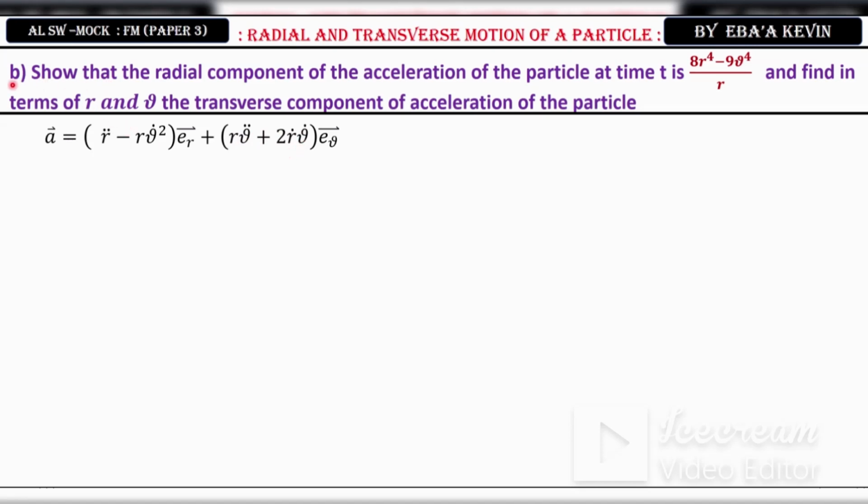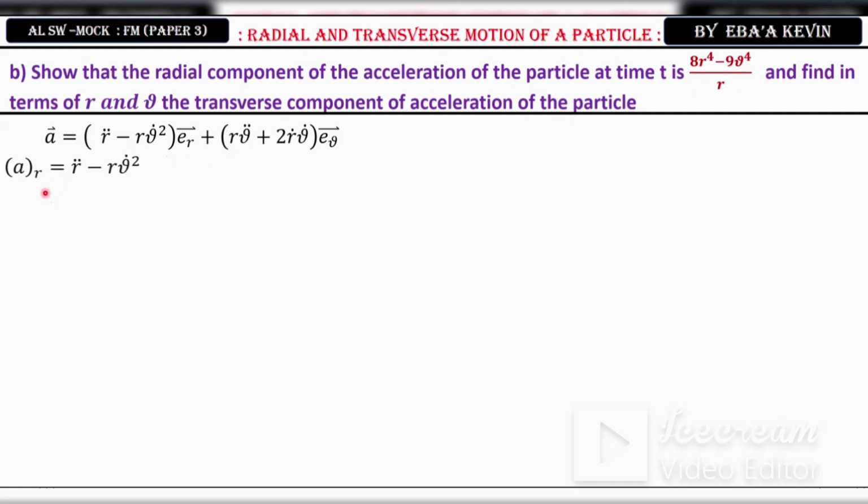We are first going to show the radial component of the acceleration, and after that we will find in terms of r and theta the transverse component of the acceleration. Since we want to show the radial component of the acceleration at time t is 8r to the power 4 minus 9 theta to the power 4 divided by r, it simply means we are going to show that the expression r double dot minus r theta dot squared equals this, because that is what is being asked.